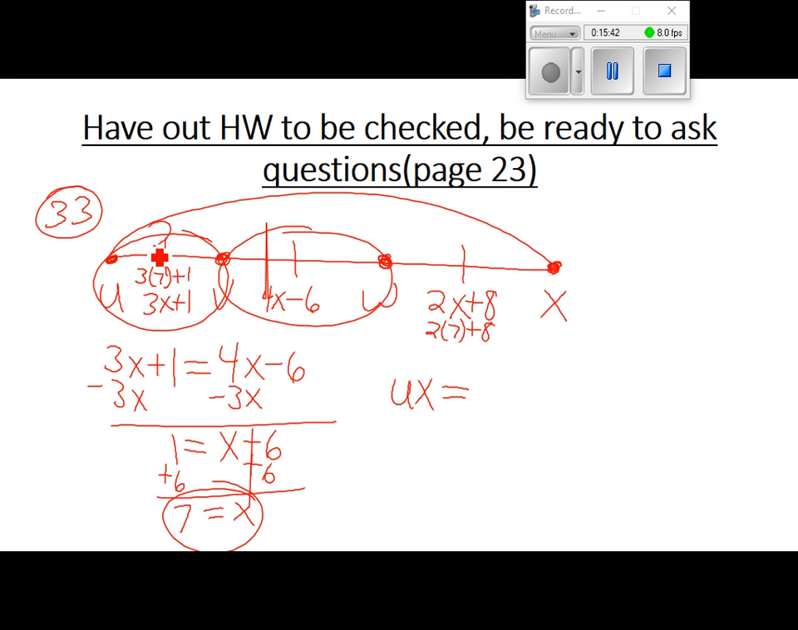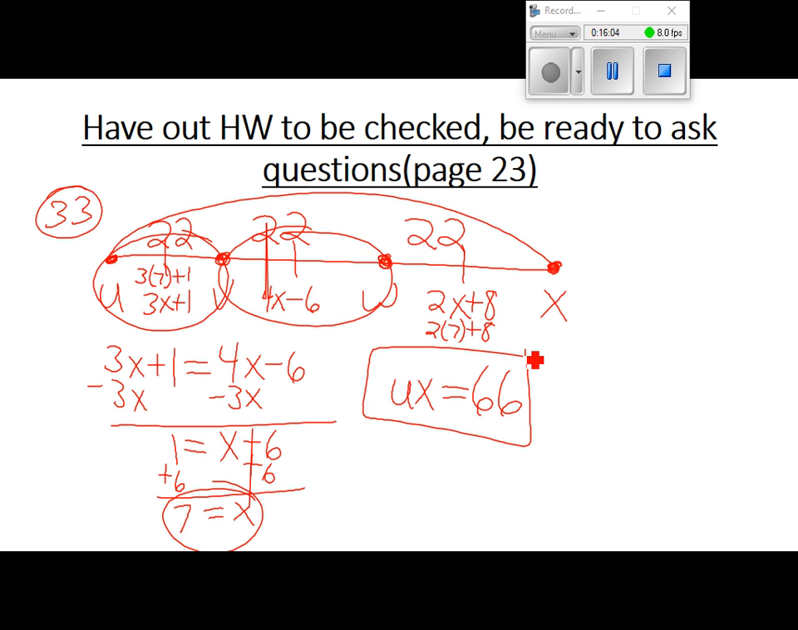Once we found this one, that's 22. Do we need to plug into all the others? What do we know about all 3 of them? They're all 22. So is 22 our answer? What do we do to get the whole thing? What do you come up with? 66.